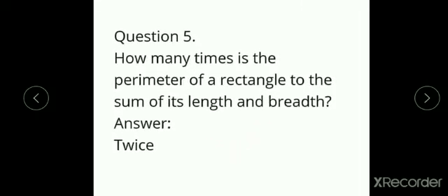Question 5. How many times is the perimeter of a rectangle to the sum of its length and breadth? That is twice. Perimeter of a rectangle to the sum of the length and breadth is twice. So 2L plus 2B is the perimeter of the rectangle. That is 2 times the length and 2 times the breadth is the perimeter of a rectangle, that is twice.